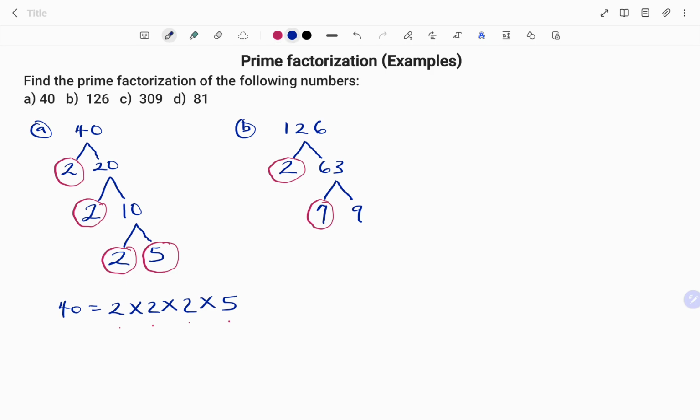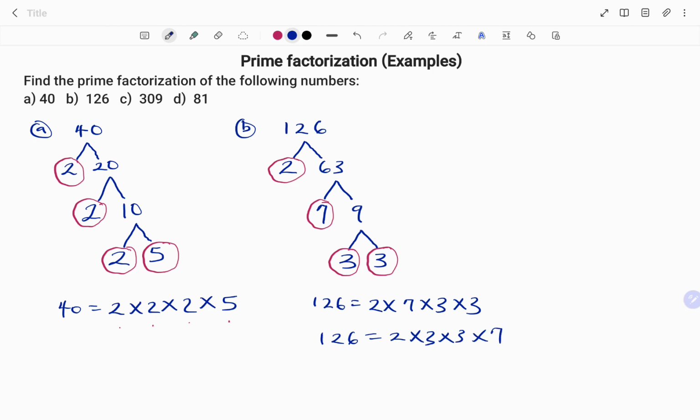Then I can go ahead and break down 9. 2 can't go in 9 because 9 is not an even number, but 3 can go in 9. I have 3 times 3 giving me 9. So I'm going to circle because these are already prime numbers and they're also factors of 126. So if I'm going to write the prime factorization of 126, I'm going to write down all my branches. I have 2 times 7 times 3 times 3. I can rearrange it in ascending order. 126 equals 2 times 3 times 3 times 7.